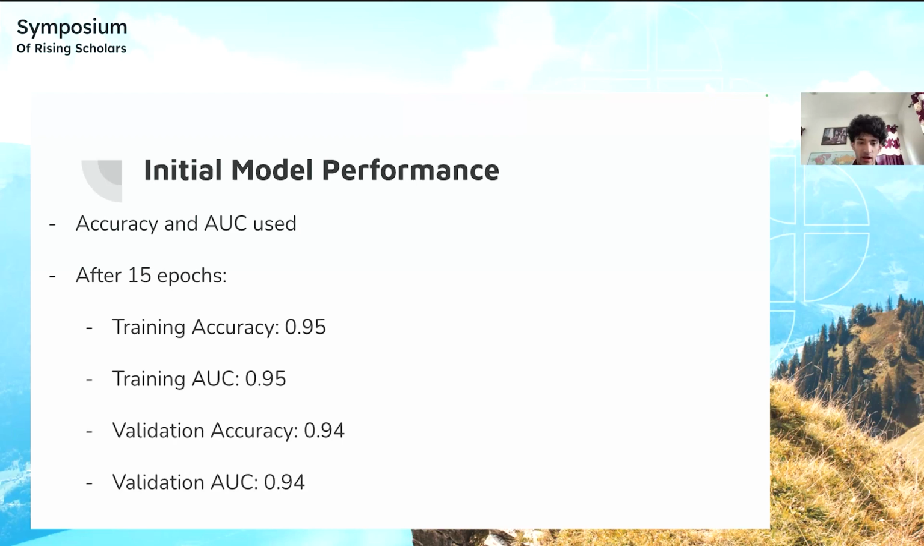However, AUC, on the other hand, measures the area under the receiver operating characteristic curve, and that just plots the true positive rate against the false positive rate. AUC values closer to 1 indicate a better performing model, as it suggests that the model has a high true positive rate and a low false positive rate, which is what we want. So after 15 epochs of training, the model achieved the performance shown above, which is overall pretty good. But we still decided to further enhance the model's capability.